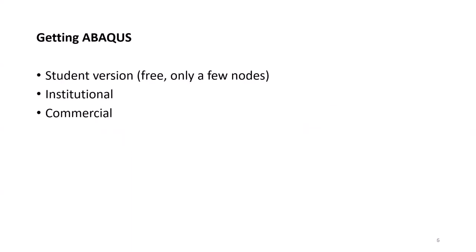How do you acquire Abaqus? The student version is free. You can just make a Google search to find the link. Although it will be limited in terms of nodes, perhaps only 1,000 nodes, for more complex and bigger models, generally you require an institutional or commercial license, which is expensive.